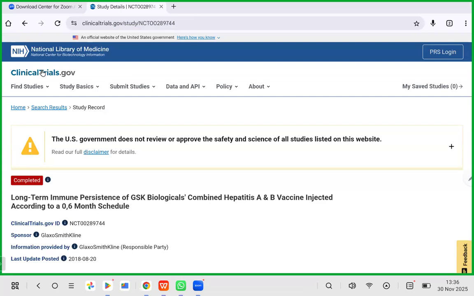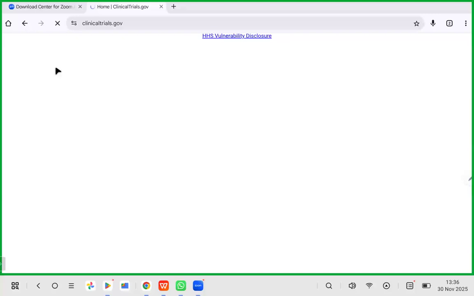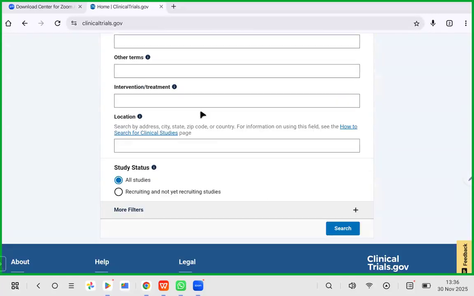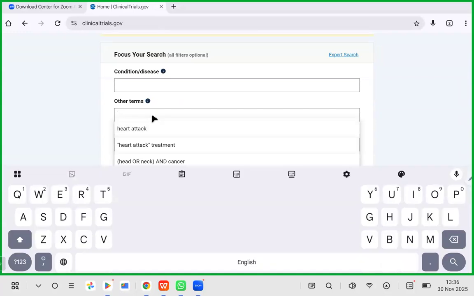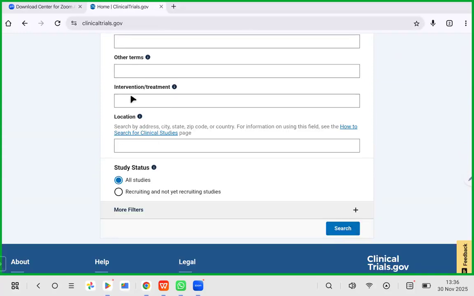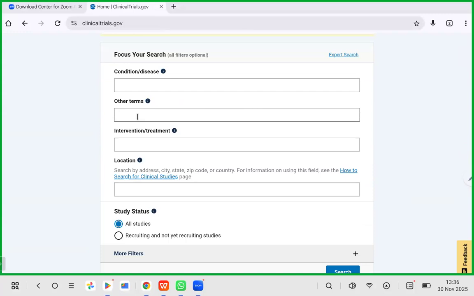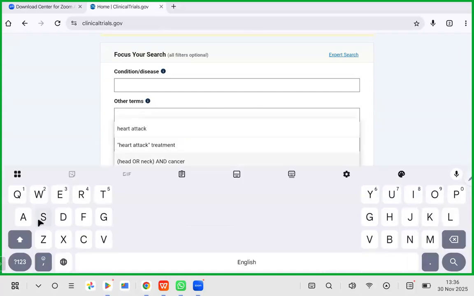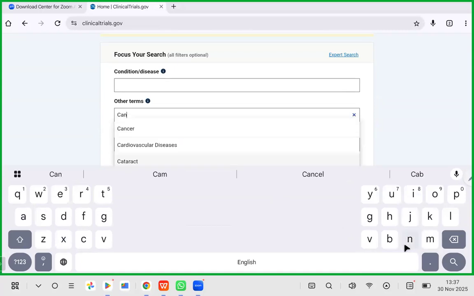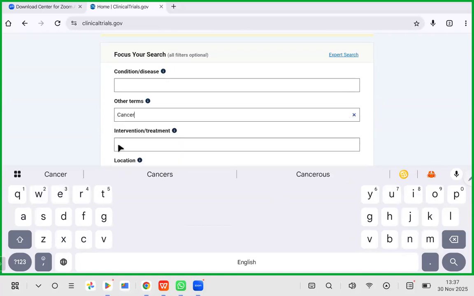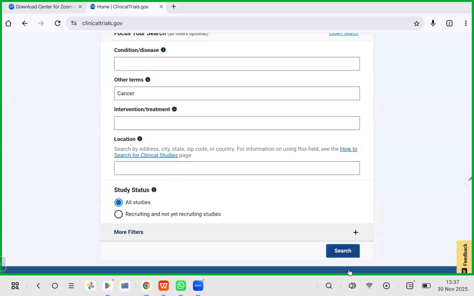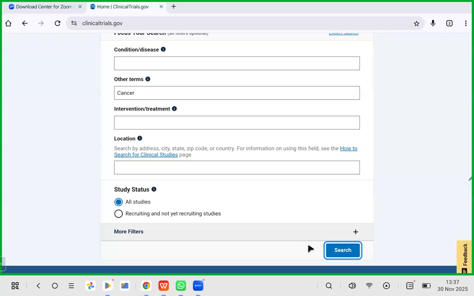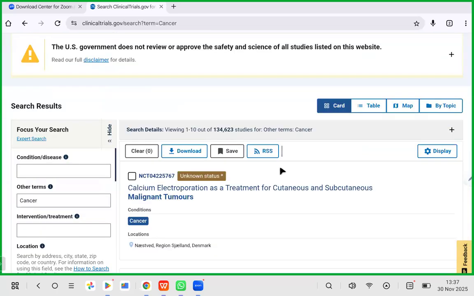So whenever a clinical trial happens in the USA, the pharma company has to disclose their study in this website. So you can find any clinical trial in this website. There are so many options. If you want to find a clinical trial related to cancer, you can type cancer. So you can find the studies with the clinical trials.